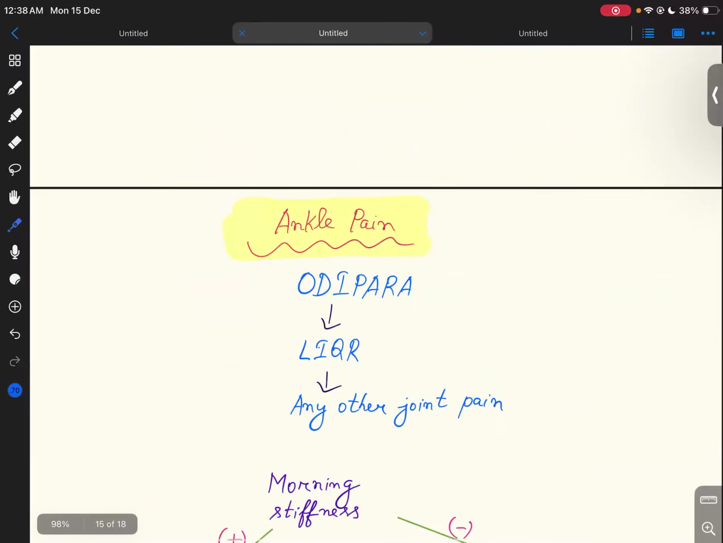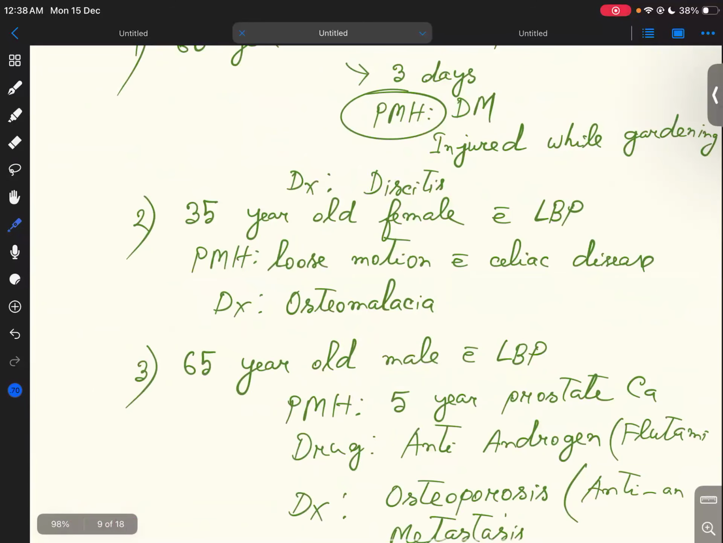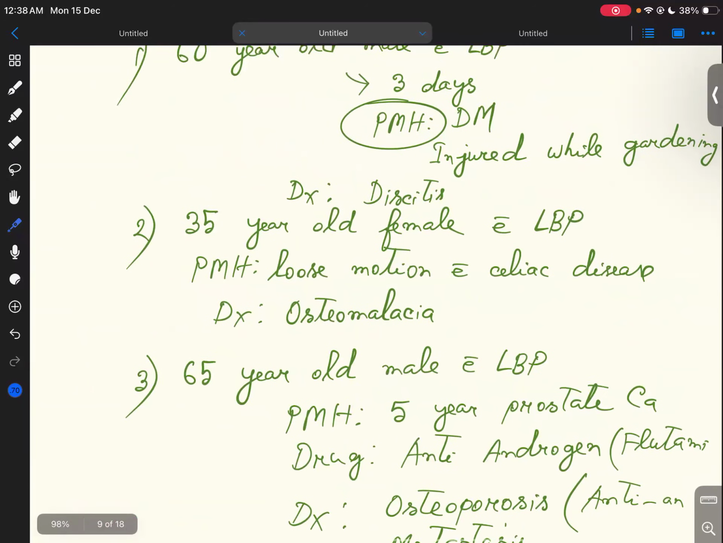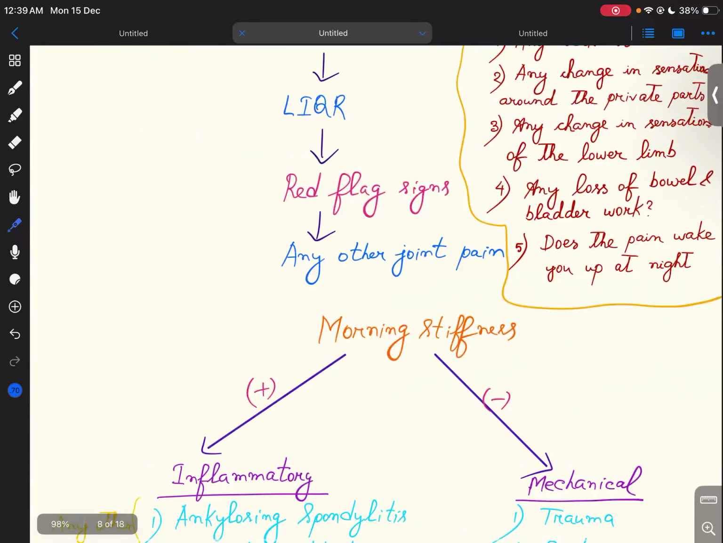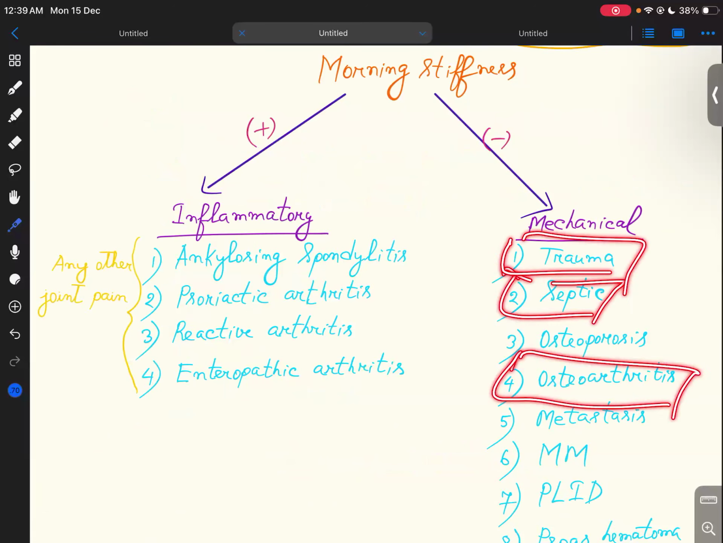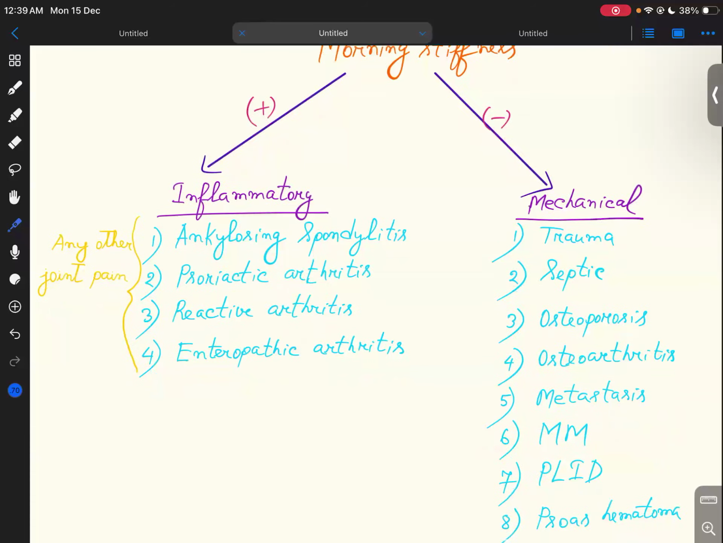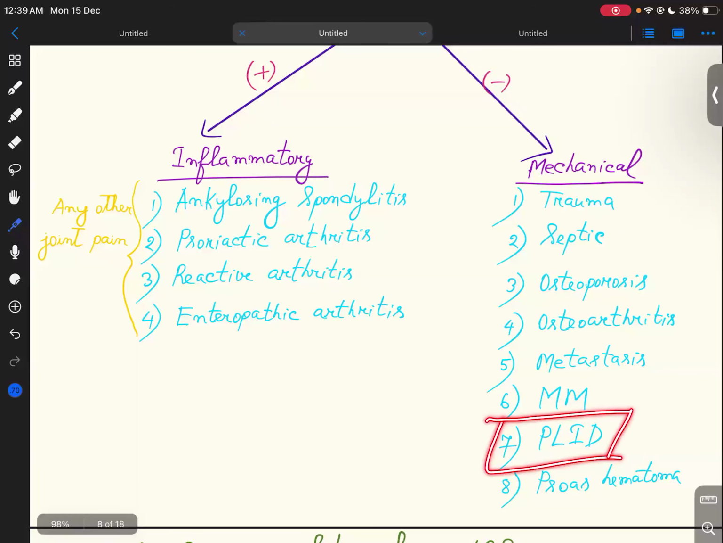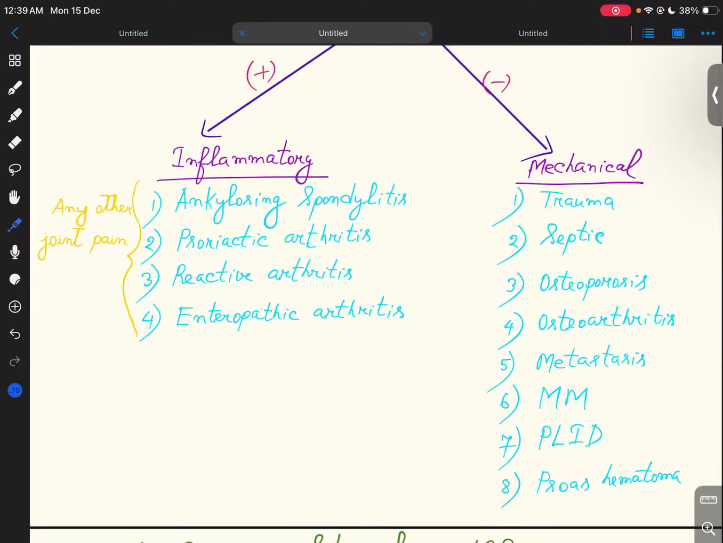Any other question from any other prompt, doctor? Yes, I had a question. If low back pain comes, what differential diagnosis should we keep for acute low back pain? Acute low back pain most likely will be septic or trauma, or can be due to osteoarthritis. Metastasis can also cause acute low back pain, doctor. And PLID can also be acute. Any type of mechanical pain can be acute pain, doctor, except for osteoporosis.